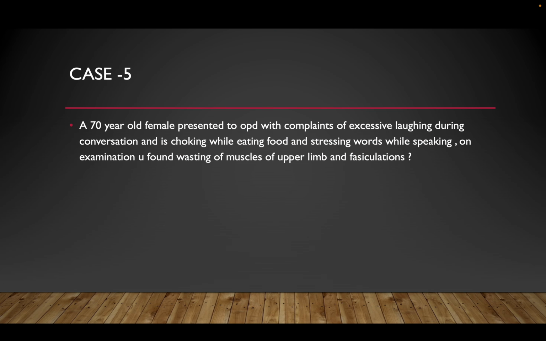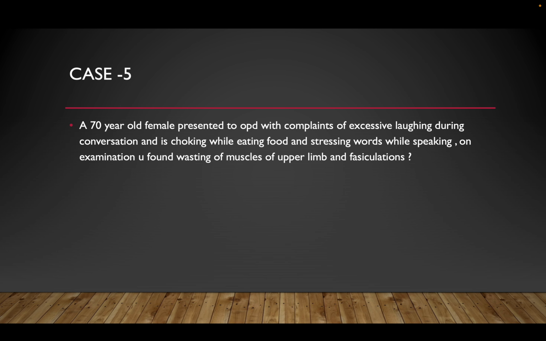A 70-year-old female presented to OPD with a complaint of excessive laughing during conversation, choking while eating food, and slurring of words while speaking. On examination, you found wasting of the muscles of the upper limb and fasciculation. So this is again a case of motor neuron disease where you are finding both UMN and LMN signs.